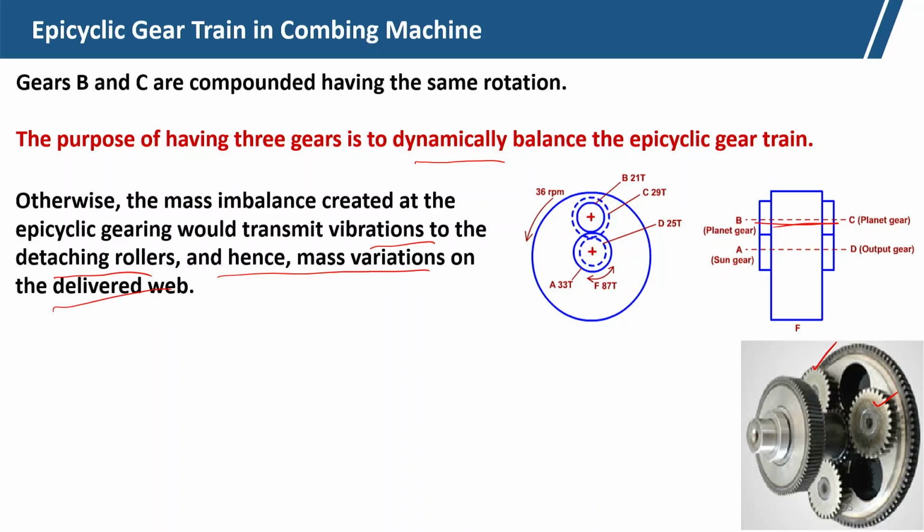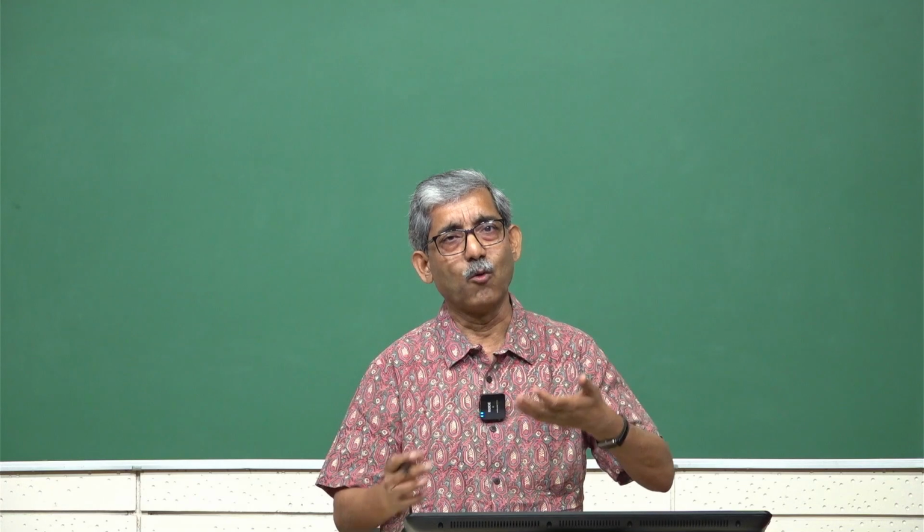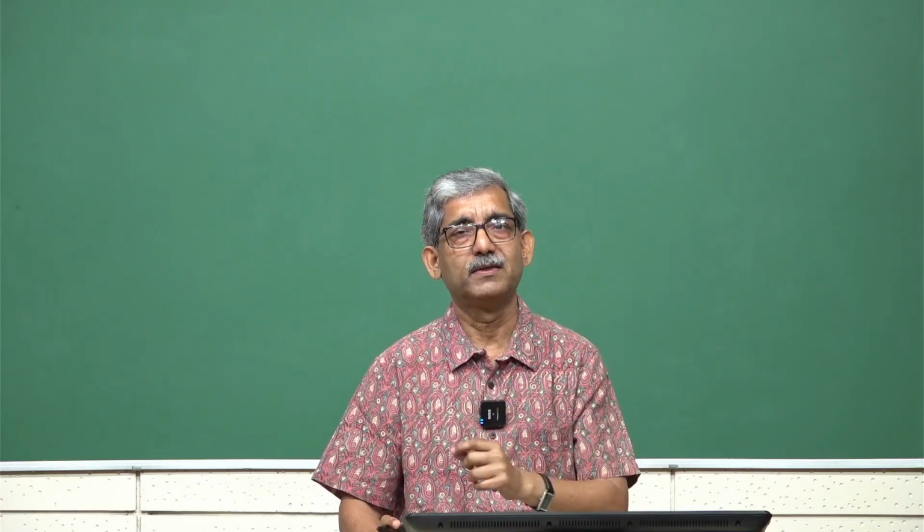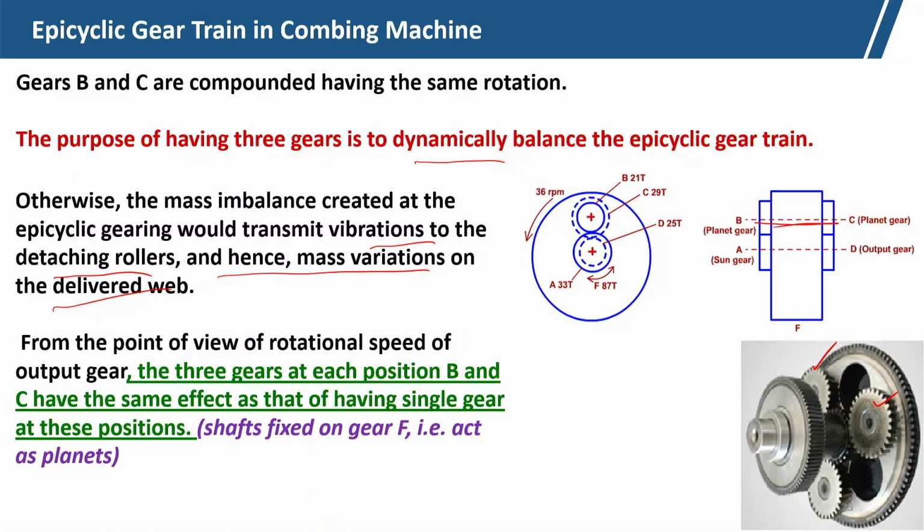So, we do not need any vibration, otherwise at the detaching roller system, if there is vibration, it is a very weak point. We are dealing with the fiber fringes, very parallel, very open fiber fringes. So, just to avoid any vibration, we need 3 identical gears. From the point of view of rotational speed, the 3 gears at each position B and C have the same effect. So, we do not need the 3 gears for the purpose of the rotational speed. Okay.